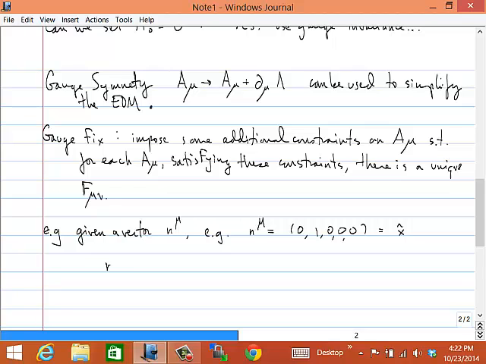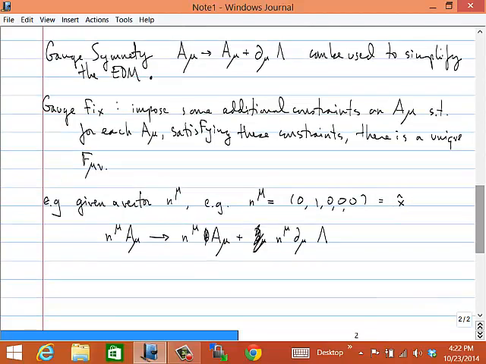Then you could imagine the component of A in the x direction, that is to say, n mu contracted with A mu. And you could ask how this changes under a gauge transformation. Well, under a gauge transformation, it will pick up a piece that looks like n mu d mu of lambda. Or n mu A mu will pick up a piece that's just, in the case where n mu points in the x direction, d by dx of lambda.